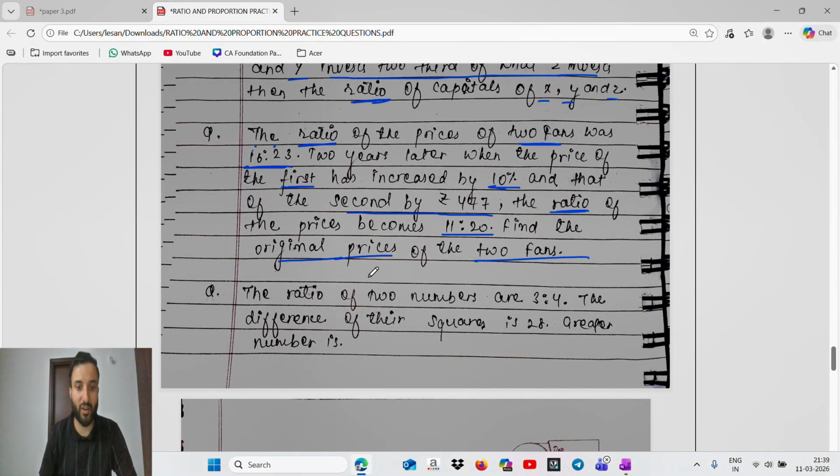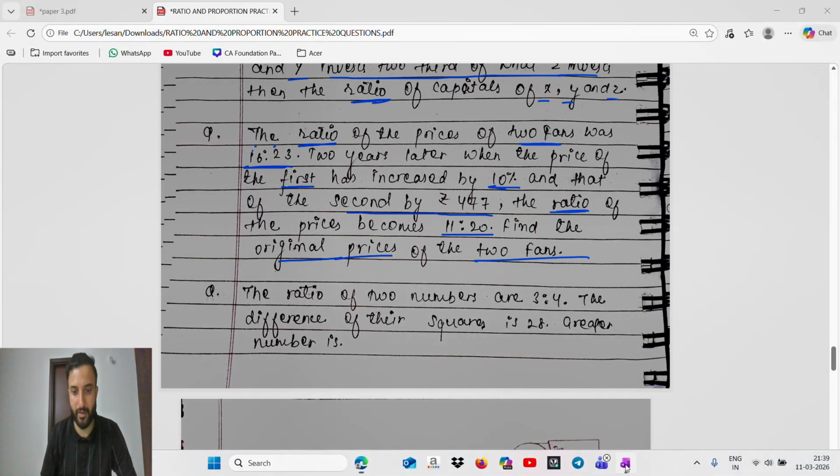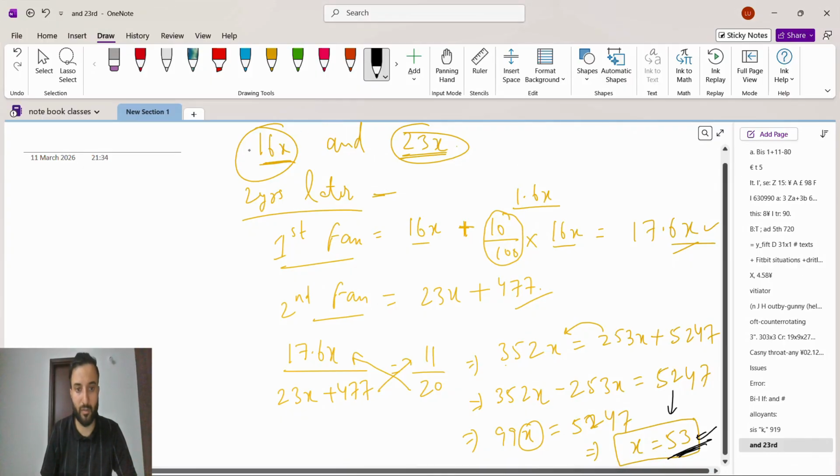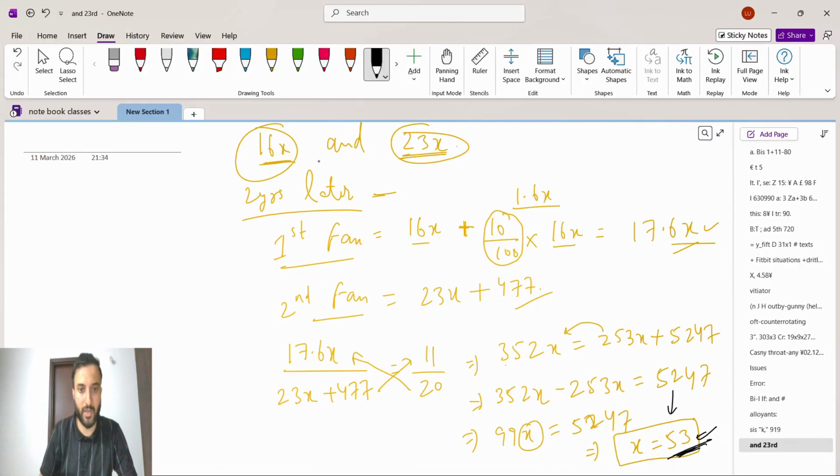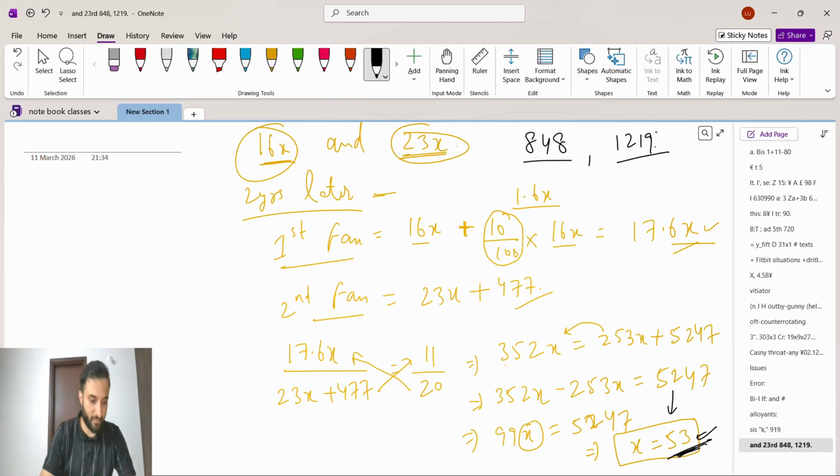We have to find the original price of two fans. First fan is 16x, so 16 into x. X is 53 into 16. 842 is the price of first fan. And then 23 into 53. 1219 is the price of second fan. Was the answer correct? Oh, yes. The answer is correct, guys. The answer is correct.